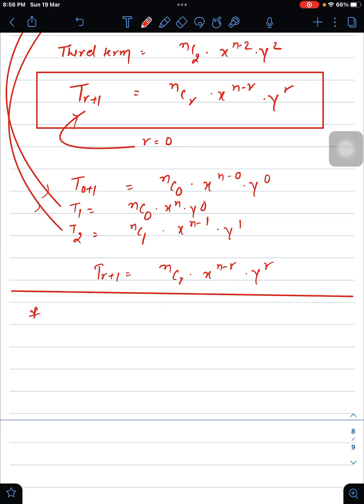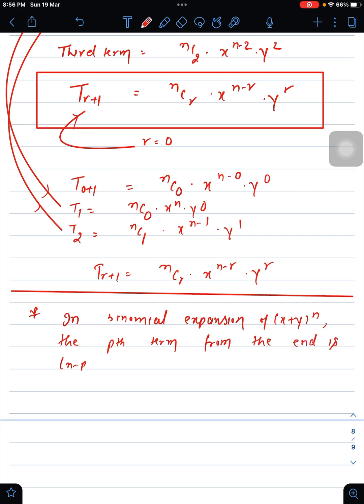Let me give you an idea. In the binomial expansion of (x plus y) to the power n, the pth term from the end is the (n minus p plus 2)th term from the beginning. Okay beta, this is the basic concept. So try to get the concept.